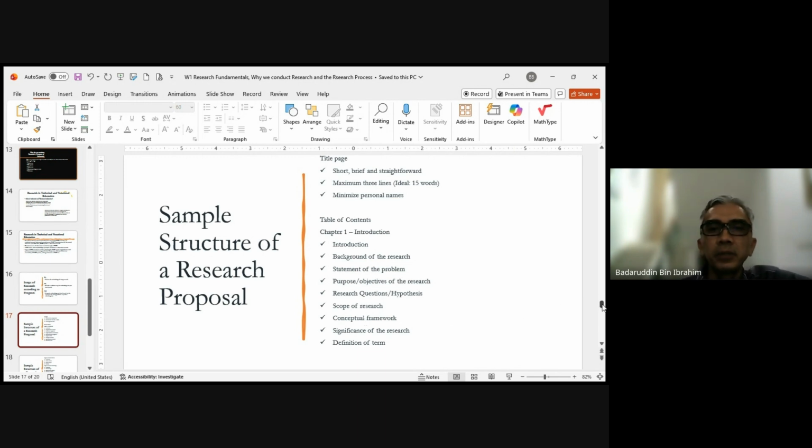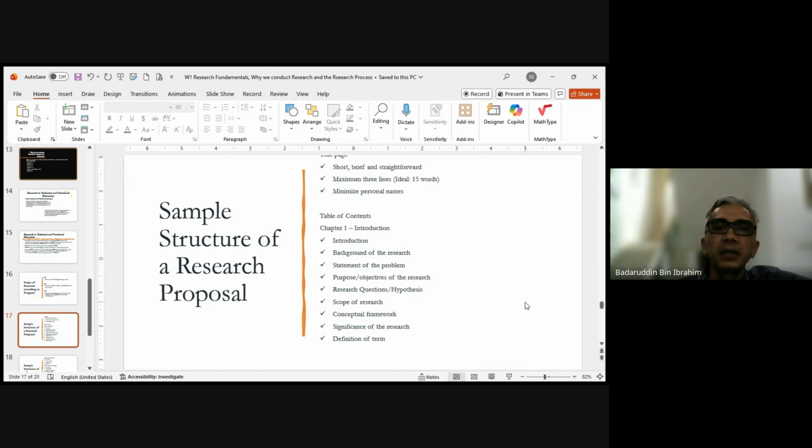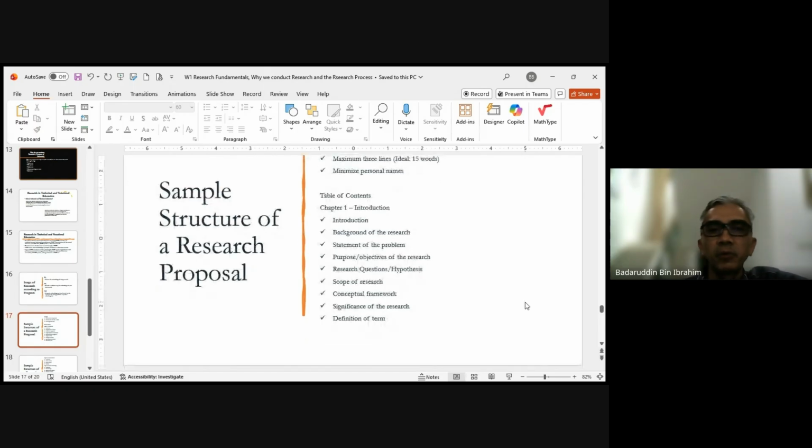Okay, and then this is the content for chapter 1. For example, you need to have the introduction, and then the background of the research, statement of the problem, purpose, objective of the research, questions, research scope, conceptual framework, significance of research, definition of terms. So this is the kind of structure that I believe 9 is considered must have in the writing for chapter 1. Must have, okay? It can be more, but this is the 9 minimum must have.